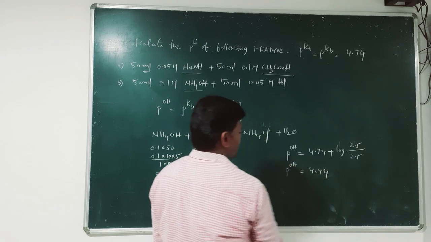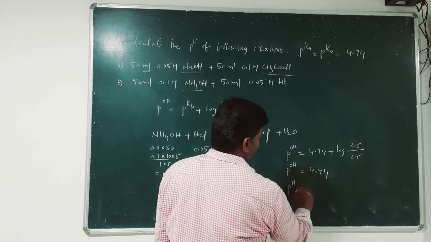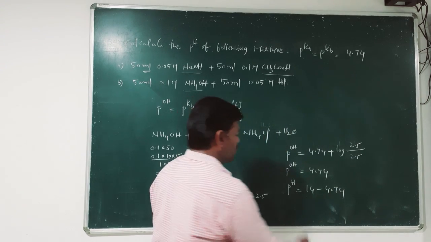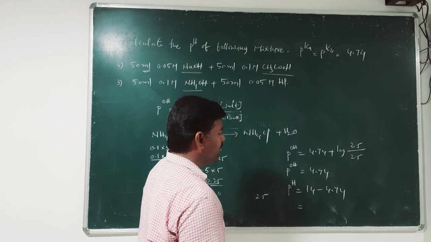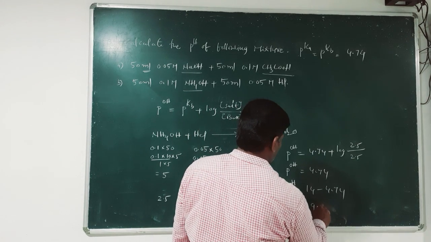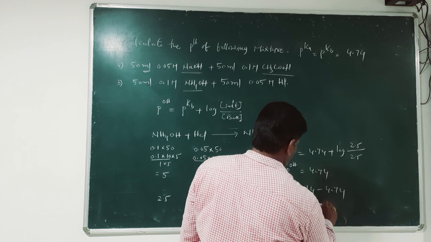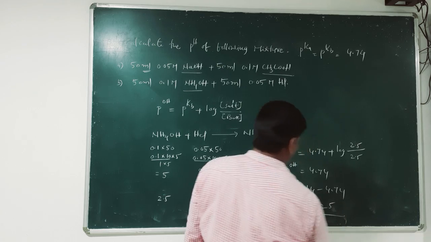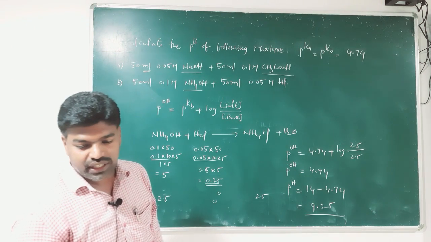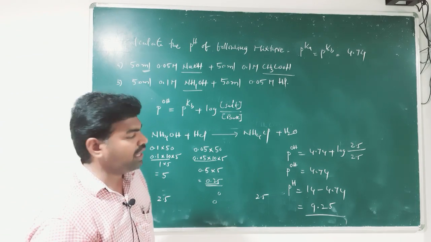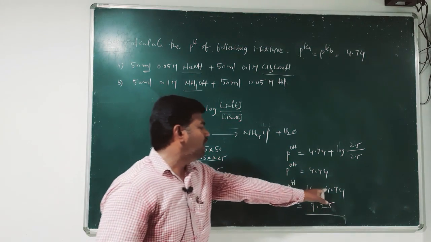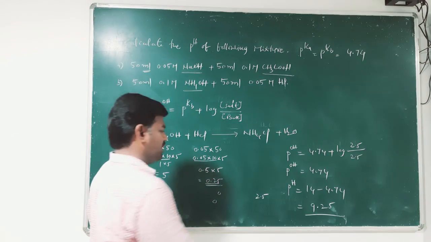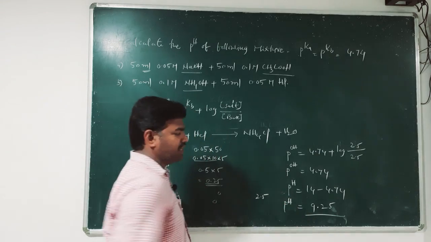This is the pOH, but they asked to calculate the pH. pH is 14 minus 4.74, which comes out to be 9.25 or 9.26. So when we subtract the 4.74, we can get the value of pH.